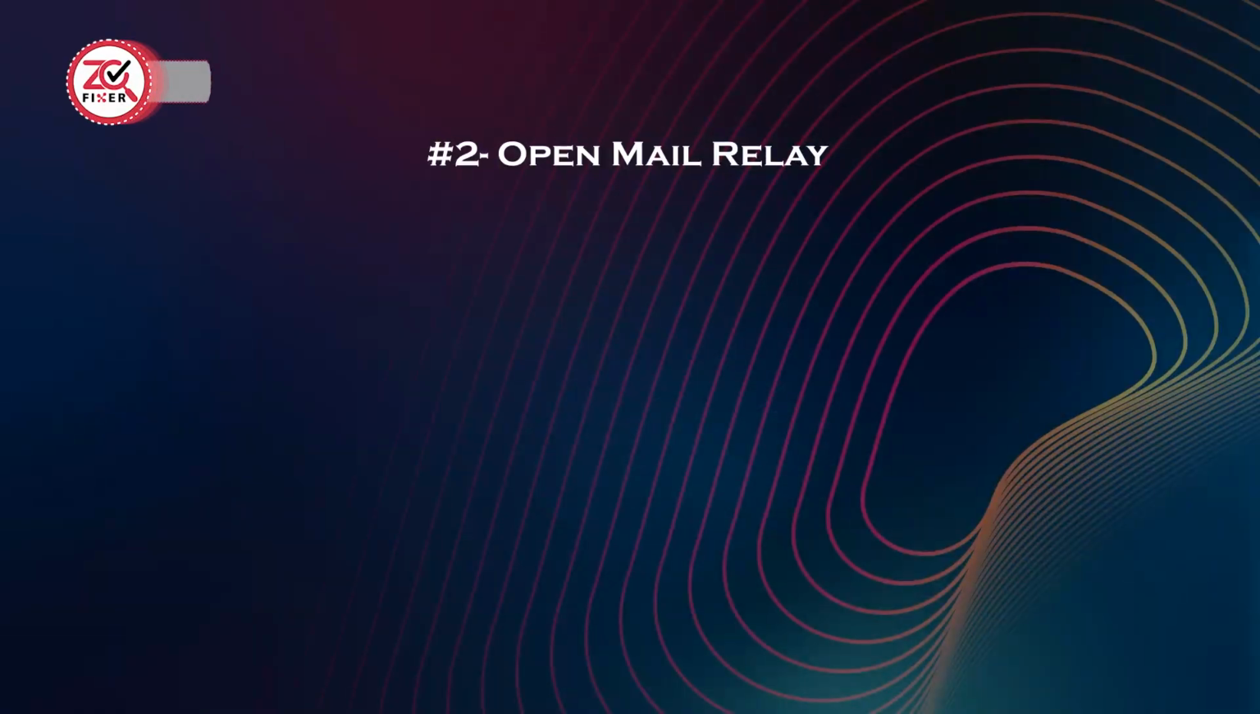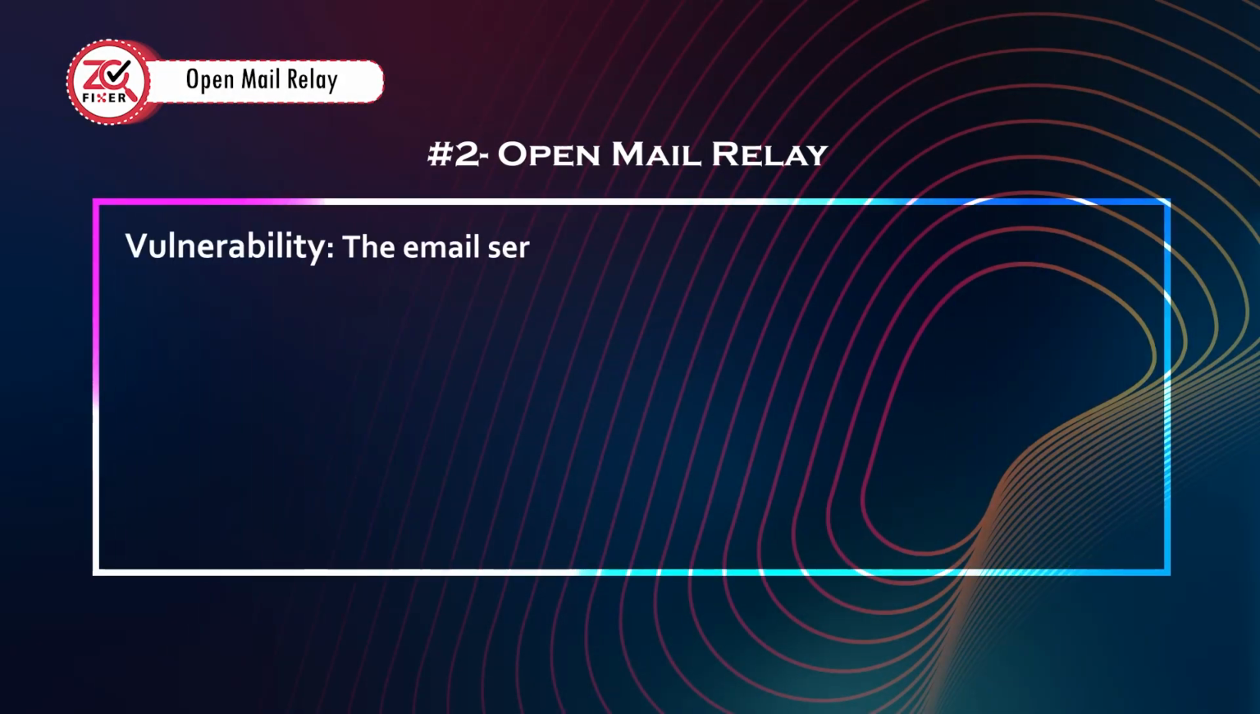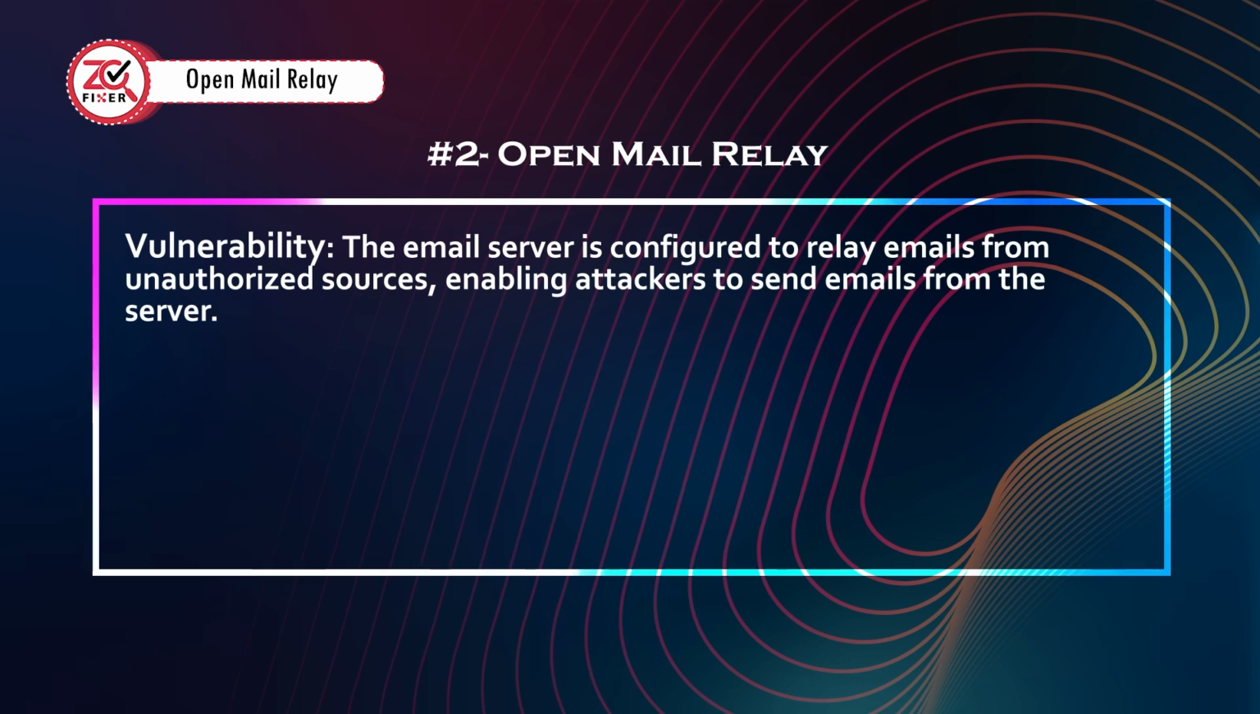Number 2, Open Mail Relay. Vulnerability: the email server is configured to relay emails from unauthorized sources, enabling attackers to send emails from the server.